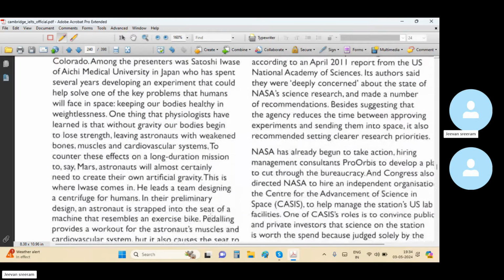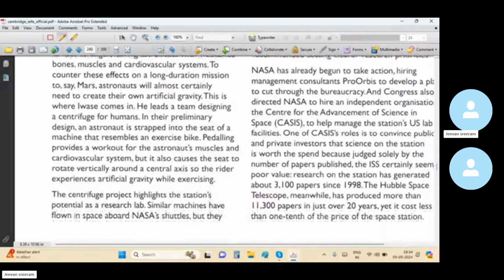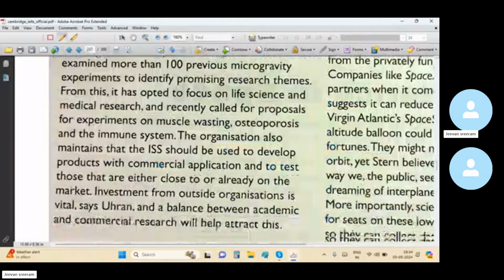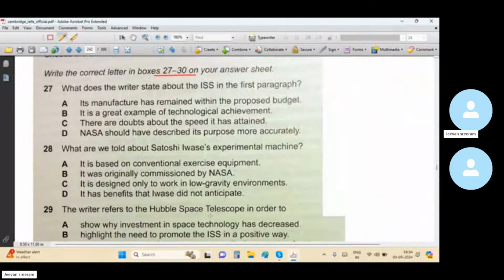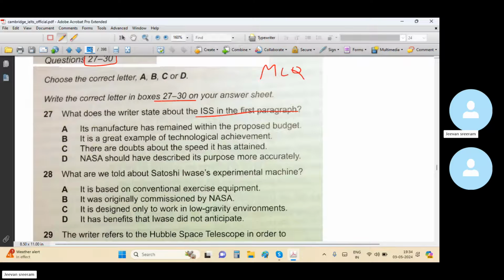This is a kind of revision of the main idea of this science in space passage. Let's move on to the questions. What does the writer state about the ISS in the first paragraph? Okay, so let's understand the answer choices as well.